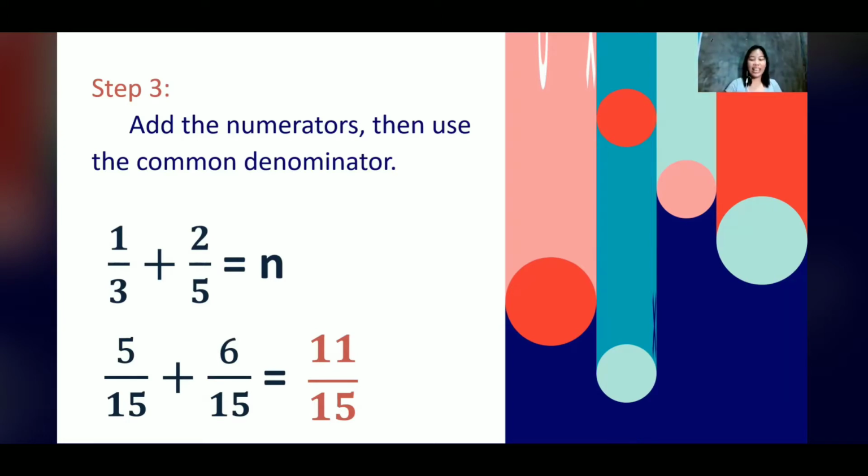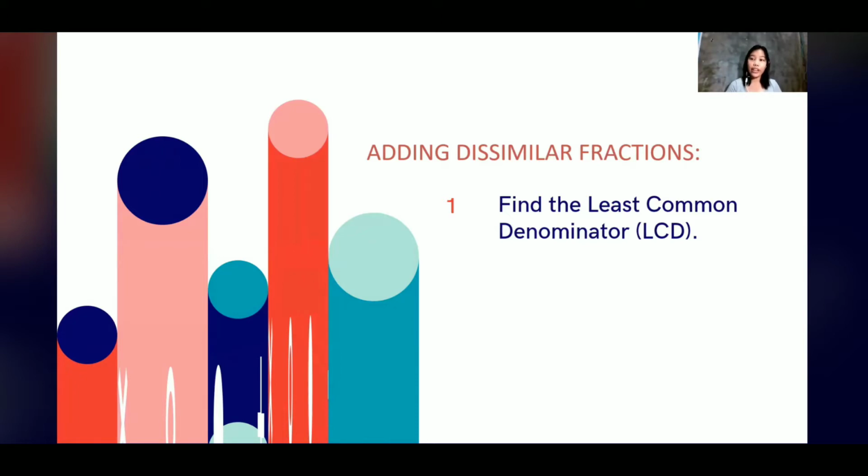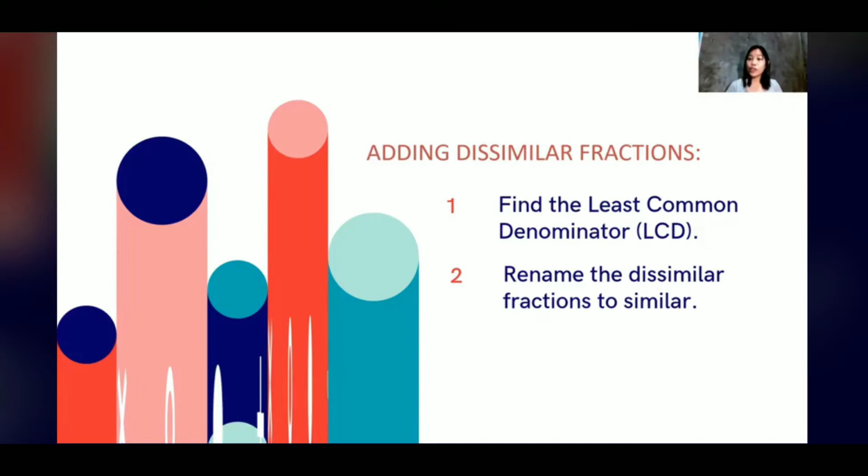All right. Again, let me summarize the steps. Step 1, find the least common denominator or the lowest common multiple. So you may choose either finding the least common denominator through listing method or finding the least common denominator through prime factorization. Next step is rename the dissimilar fractions to similar.